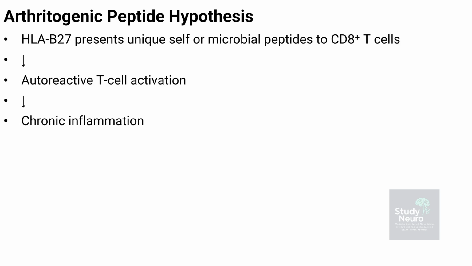Arthrogenic peptide hypothesis. The arthrogenic peptide hypothesis proposes that human leukocyte antigen B27 presents certain self or microbial peptides to cluster of differentiation 8 positive T lymphocytes, triggering an immune response that mistakenly targets the body's own tissues. This abnormal recognition activates autoreactive T cells, which then sustain inflammation instead of resolving it. This is one proposed mechanism. Although it does not explain every feature of ankylosing spondylitis, it provides an important model for understanding how genetic susceptibility may initiate chronic immune-mediated inflammation.